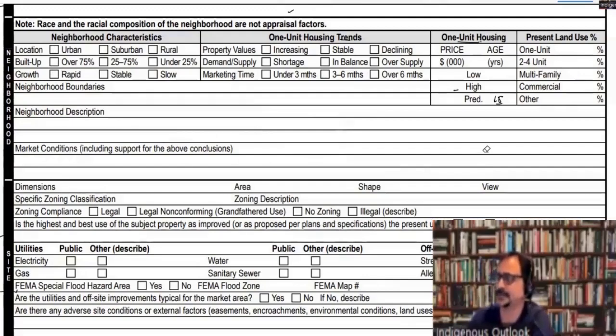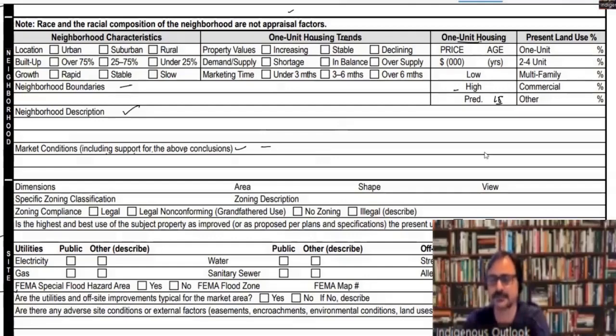Then neighborhood boundaries, right? It will be explained by the appraiser. Neighborhood description, again, will be very standard verbiage written by the appraiser. Market condition including support for above conclusion, right? The appraiser is going to write a conclusion about this neighborhood: that it is well surrounded with schools, markets, commercials, nearby offices. There are a lot of offices, so employment is also good there. So overall, the market condition of this neighborhood is very good.